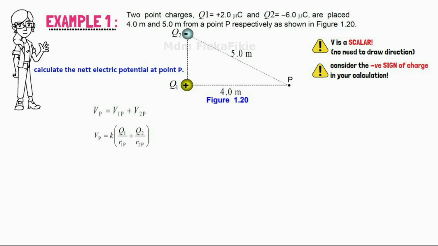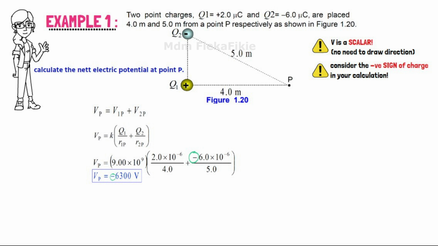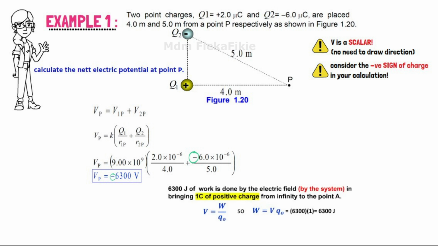Okay, so now we can substitute all the values given, and remember that Q2 is negative charge. So dalam calculation jangan lupa untuk masukkan negative 6 microcoulomb as shown in the figure. And finally, the value of the net electric potential at point P is equal to negative 6,300 volt, where negative sign showing that 6,300 joule of work is done by the electric field, means that by the system, in bringing 1 coulomb of positive charge from infinity to the point A.